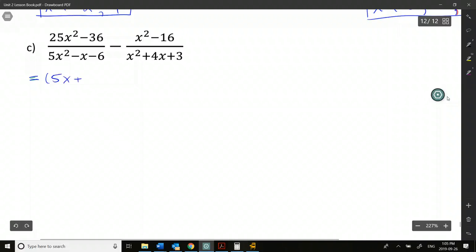Great, so this is actually a difference of squares, right? So I can factor that pretty quickly. Same thing with x squared minus 16. I can do x plus 4, x minus 4.